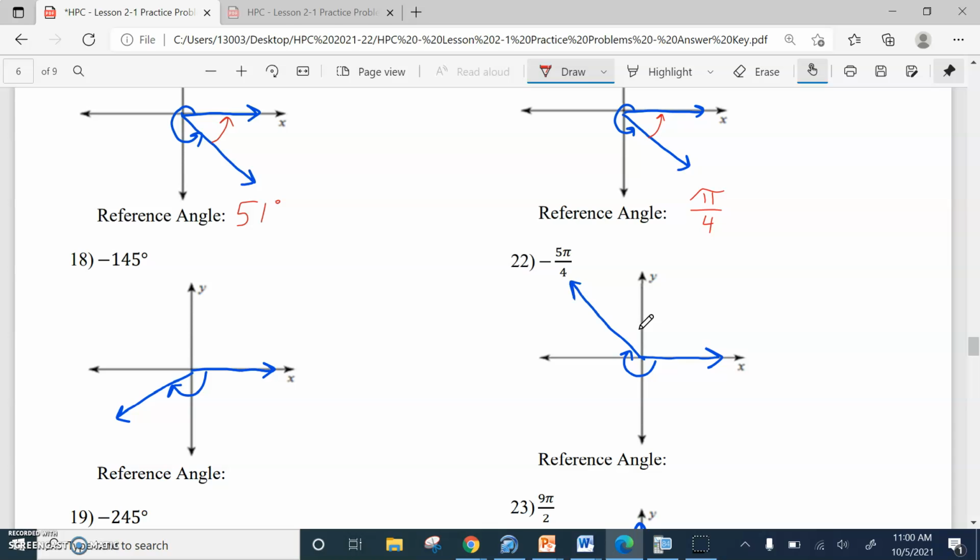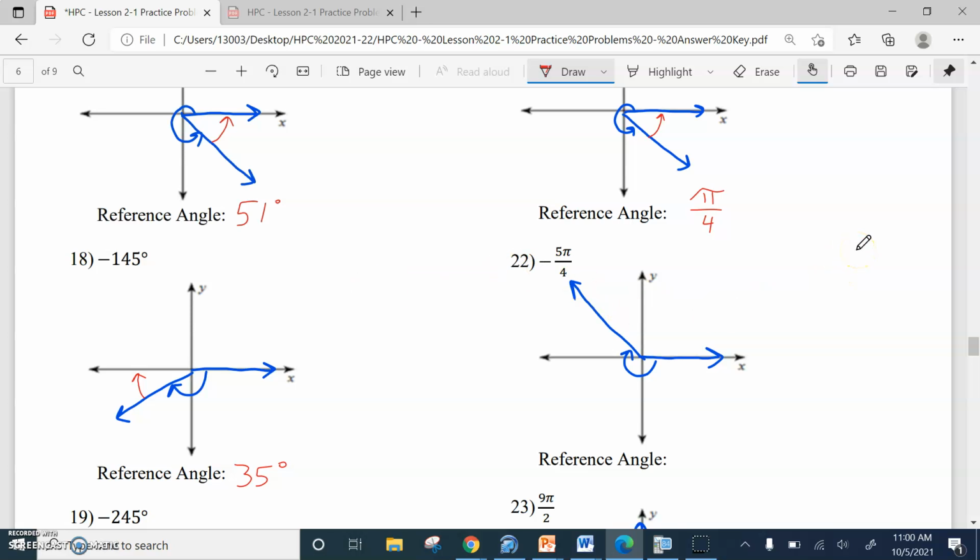Next is negative 145. You notice the direction of my blue arrow, I am going backwards to negative 145. So in this case, our shortest distance is right here. If we went a full negative 180, we'd be back at horizontal. We went negative 145, so the difference there is 35 degrees. And that's your reference angle.